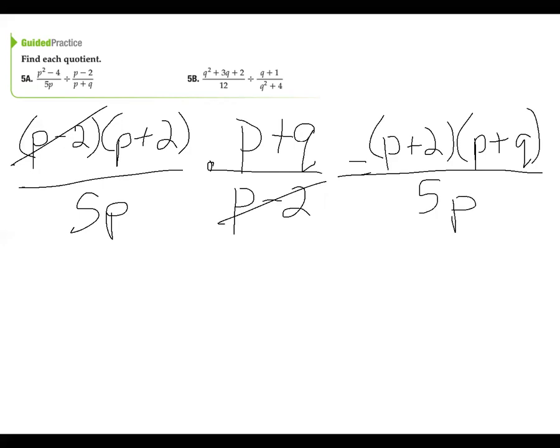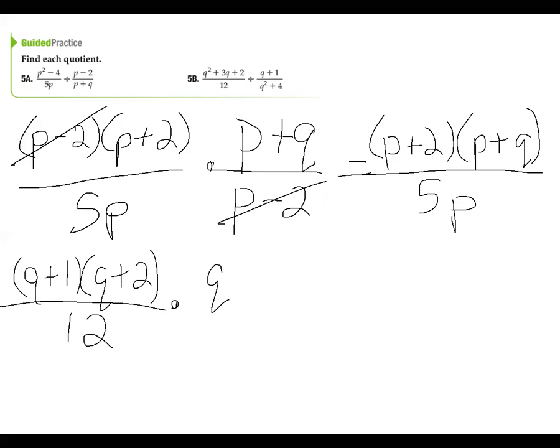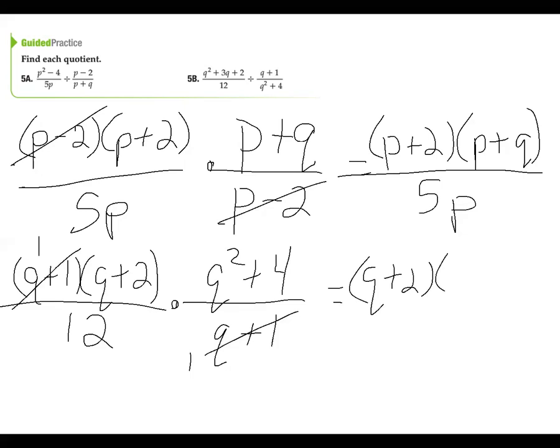And that's it. The second one, you would factor the numerator as (q + 1)(q + 2) over 12 times (q squared + 4). Now that's sum of squares. It's not going to cancel or factor rather, over (q + 1). The q plus 1 cancels, and that's about it. So you would have (q + 2)(q squared + 4) all over 12.